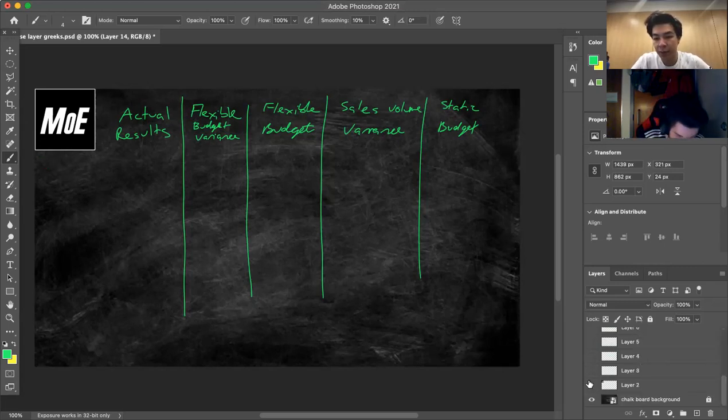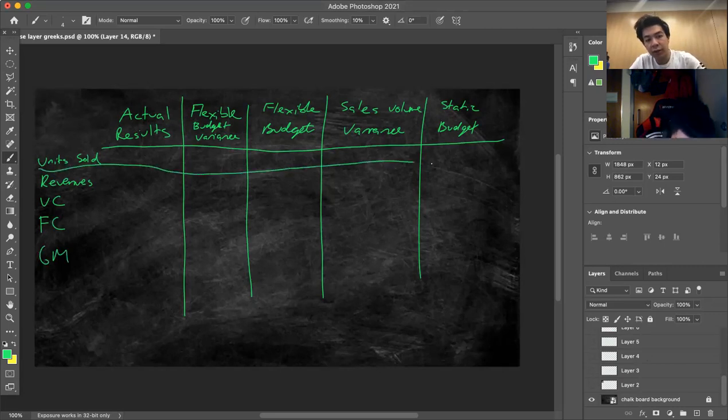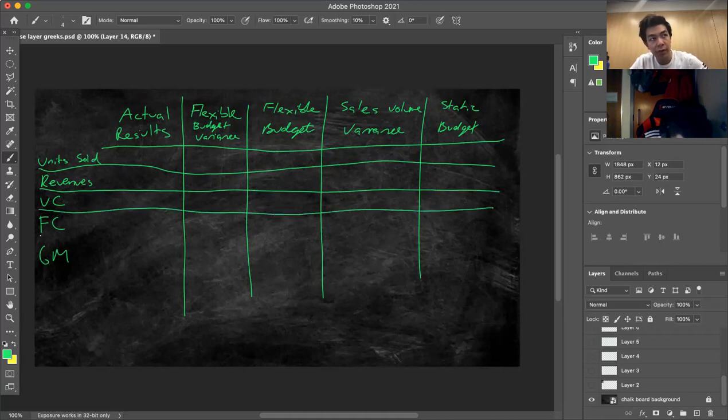I'm going to make that bold, and then I'm going to put a line here. And then I'm going to write units sold, revenues, variable costs, fixed costs, and GM, with a line between each one. There we go. So we're going to fill in the information we know, right?